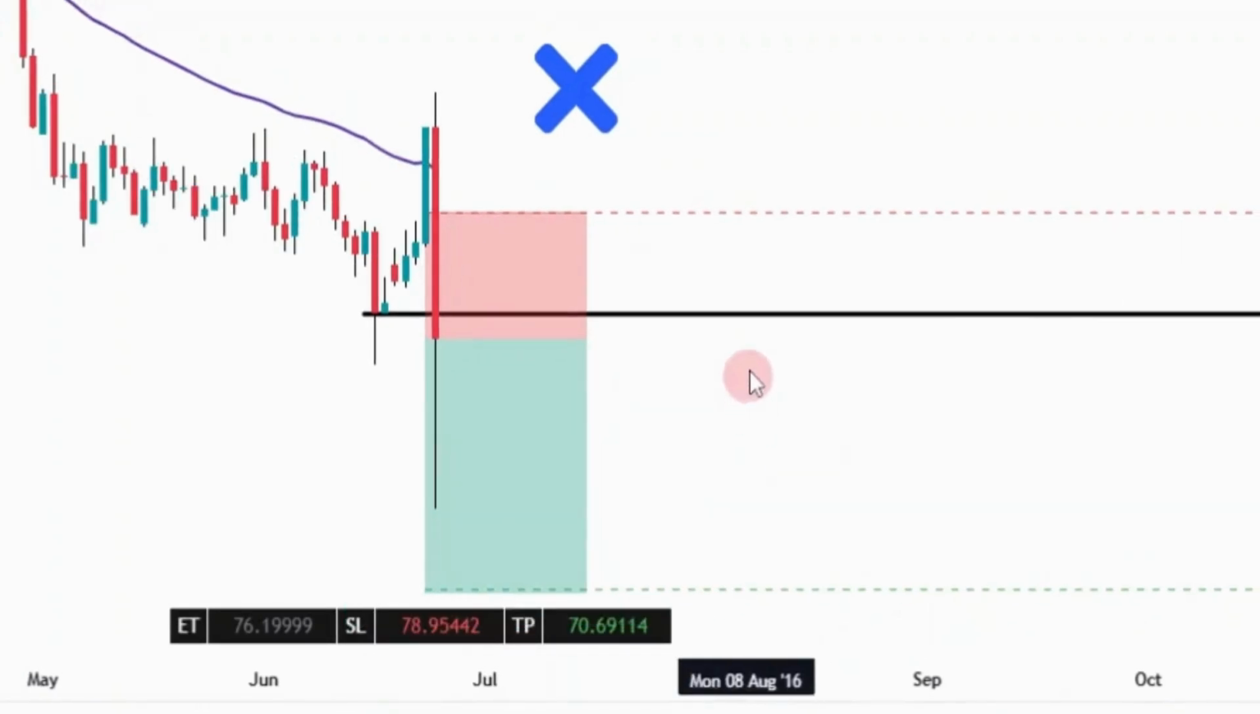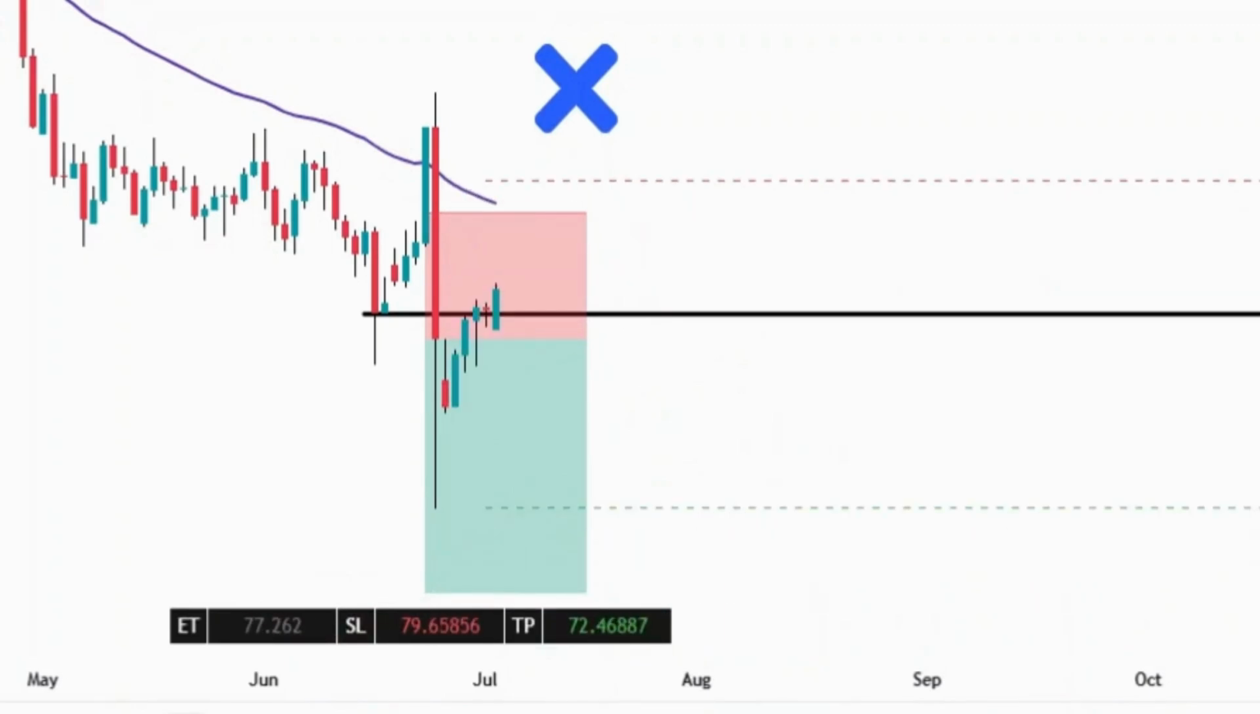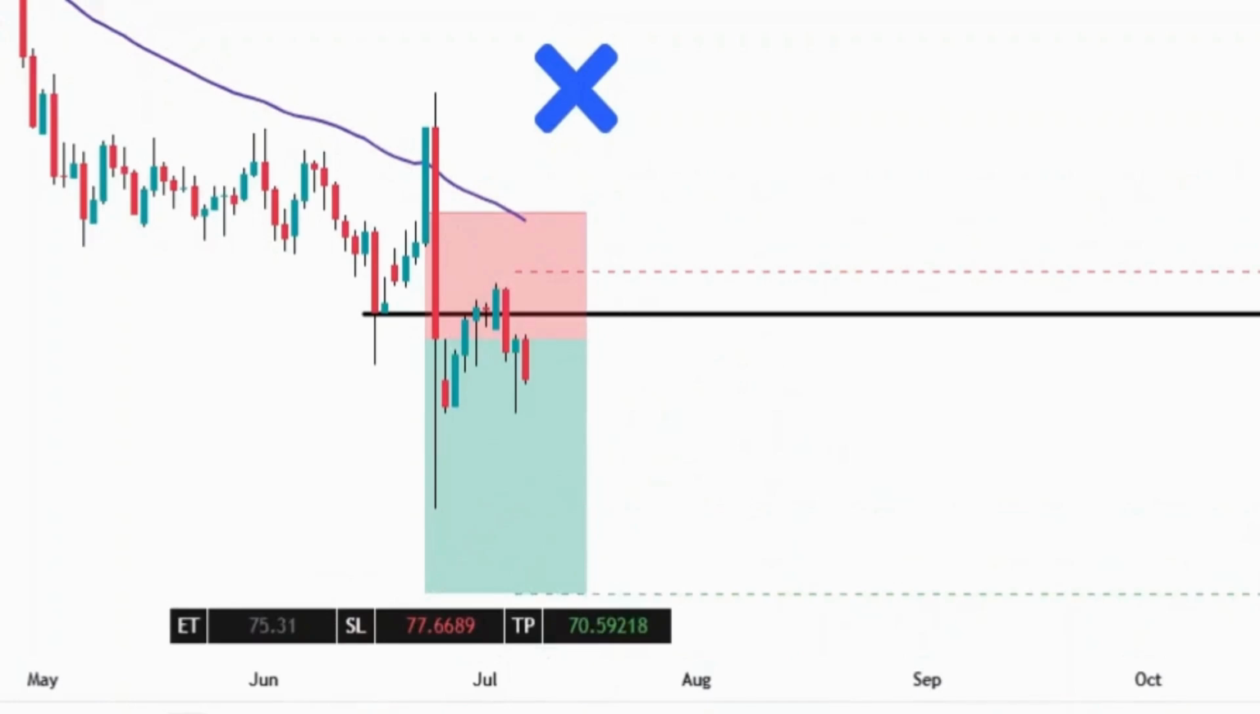We stayed out of the trade because the disproportionately large candle increased the chance of a reversal. And that's exactly what happened. After the breakout, the market quickly reversed and would have stopped out any late buyers.